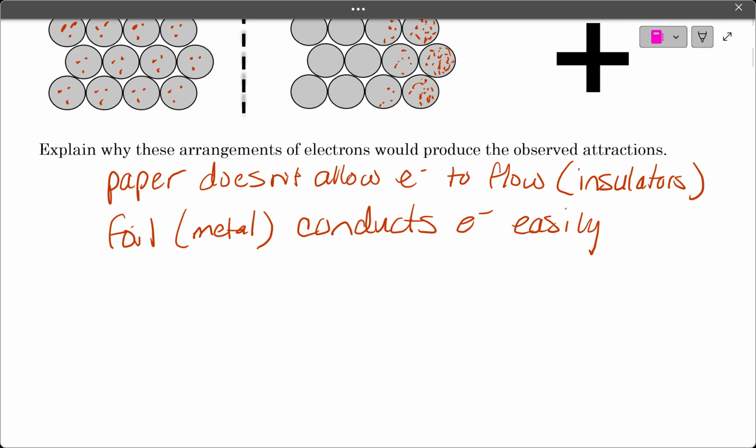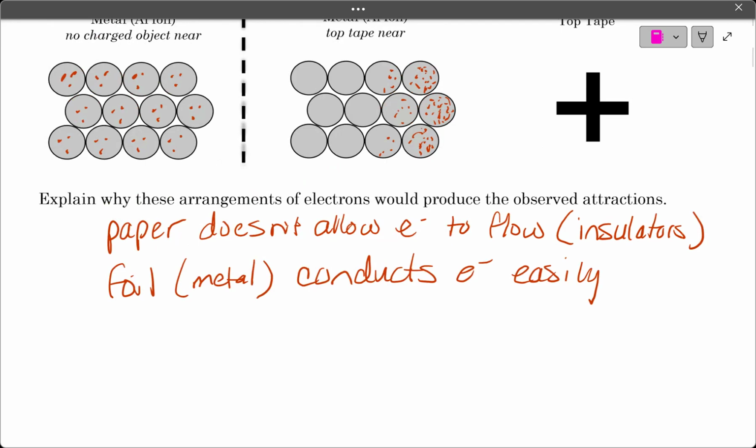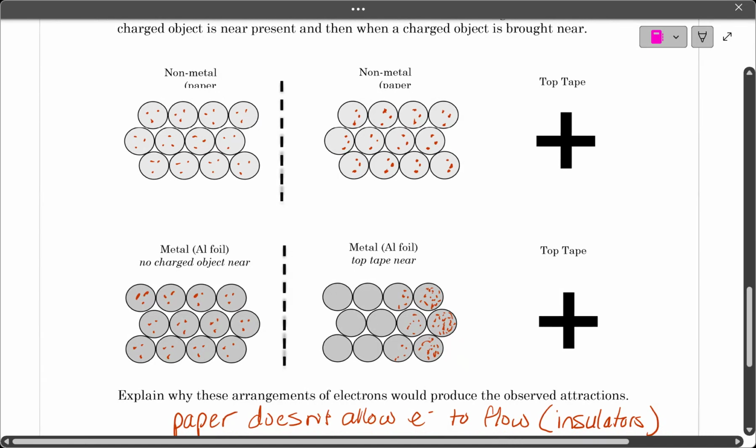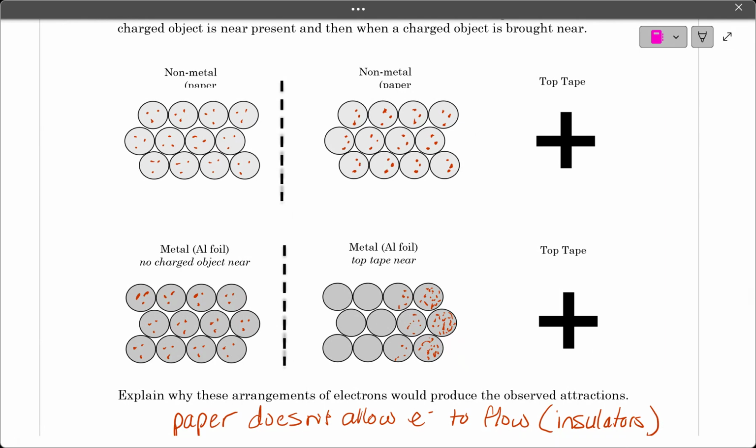So the bulk flow of electrons is possible in metals. The electrons tend to drift to the atoms on the side of the strip closest to the positive tape, and the greater shift of charge accounts for the greater attraction between the top tape and the aluminum. So you can see here that the electrons have shifted toward the top tape in the aluminum foil, where they are not able to shift that far in the paper.